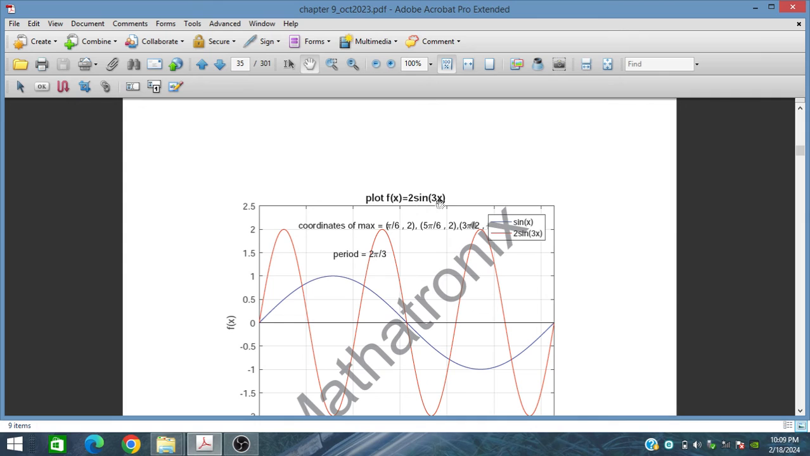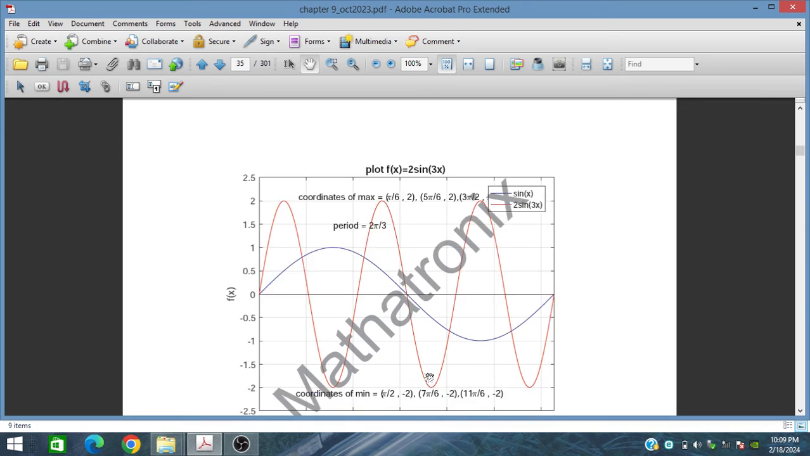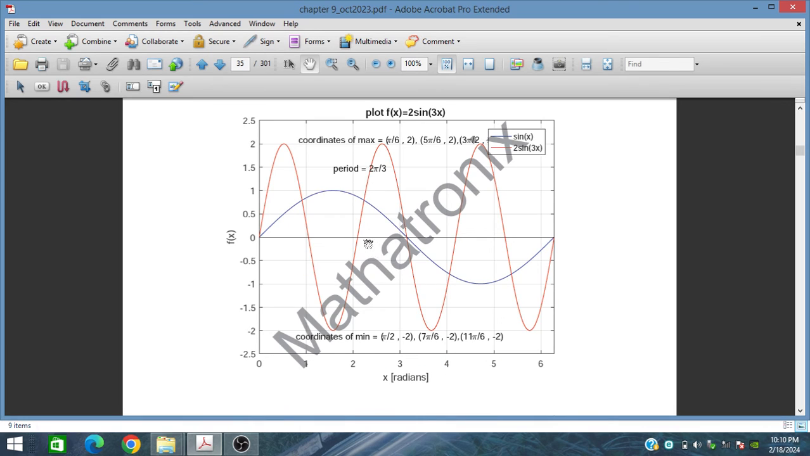Similarly for this 2 sine 3x. Sine 3x is 3 times this one. The simple sine is from 360 degrees, a single graph, a single signal. With the magnitude 1, here we have 2, that's why this magnitude is 2. And the period is 2 pi by 3 here, which is 120 degrees.